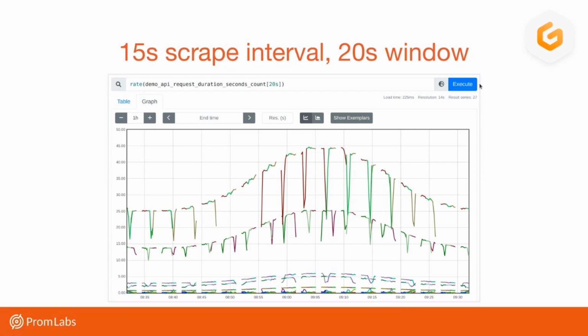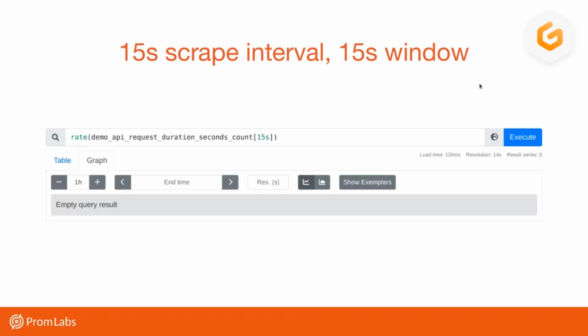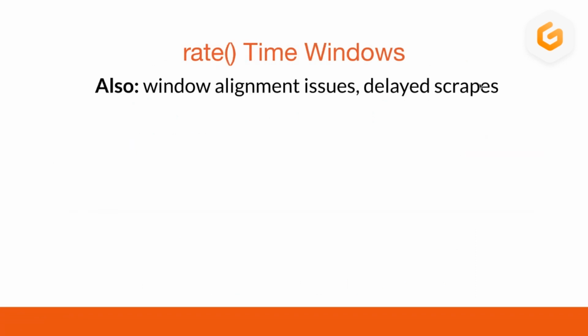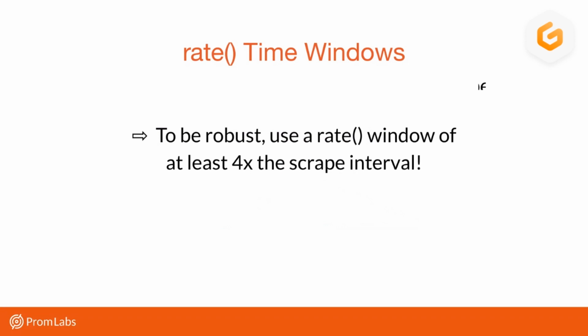So 20 seconds is definitely not a safe window for a 15-second scrape interval. If we make this smaller, like 16 seconds for a 15 seconds interval, then we only get an output once in a while. If we make it 15 seconds and 15 seconds, then you just get empty data. So in general, you want to make your rate intervals big enough to robustly span at least 2 samples. So you want to make them a little bit larger even to tolerate an occasional failed scrape, bad window alignment, stuff like that. So overall, my recommendation would be use at least 4 times the scrape interval for your rate windows.